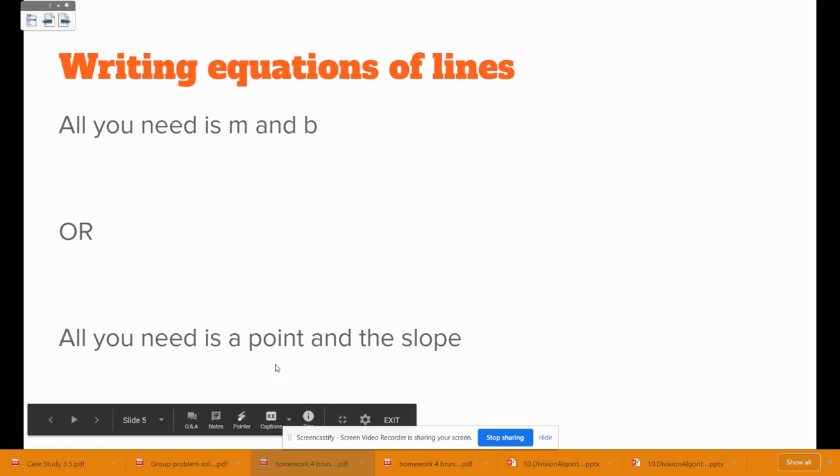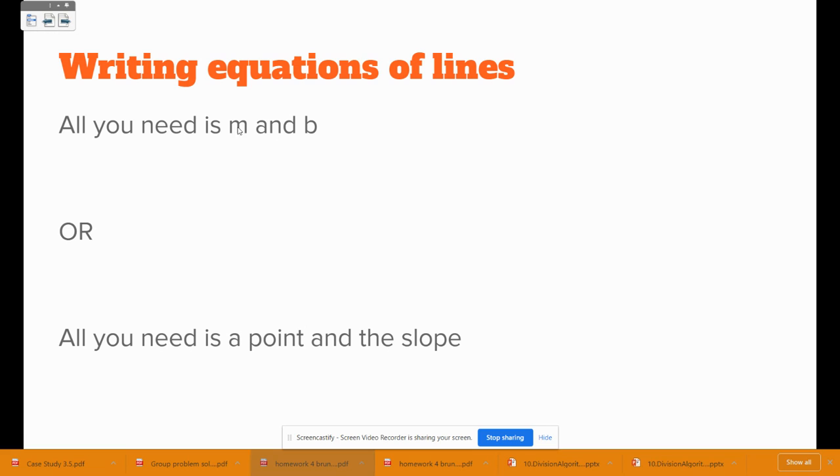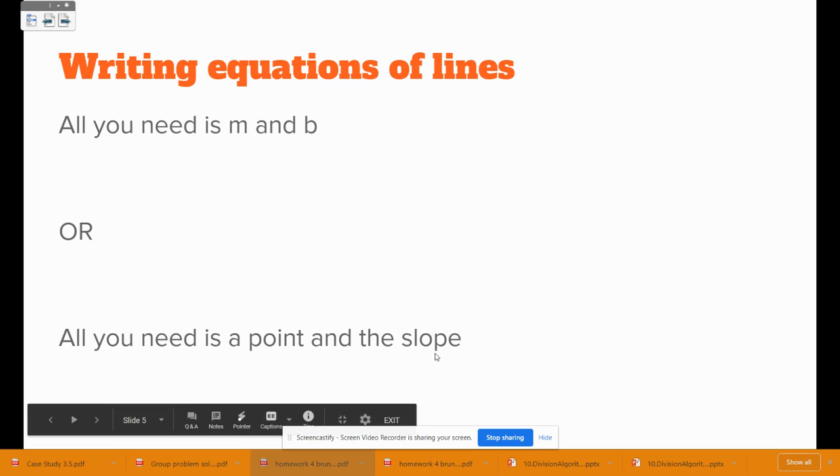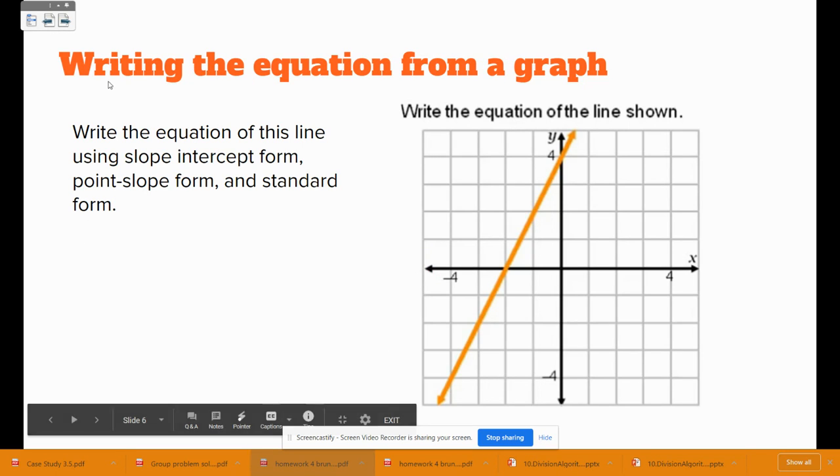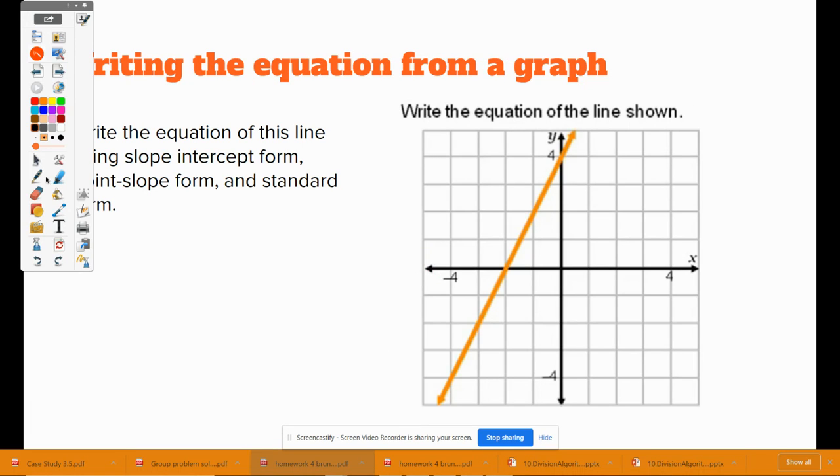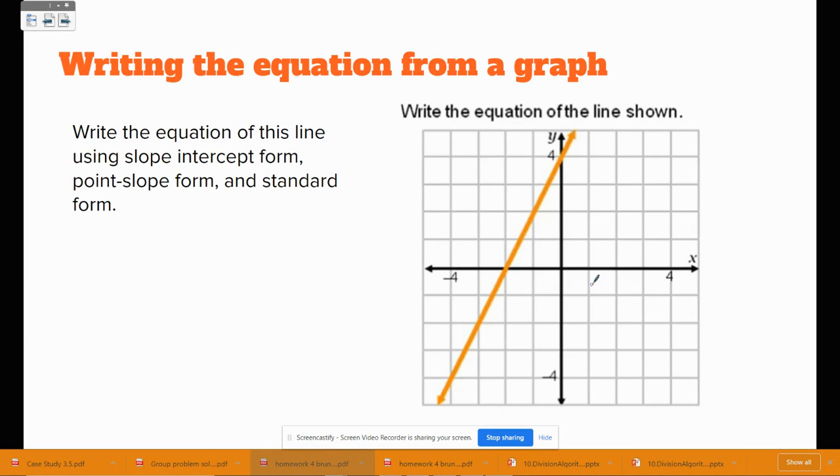You can be given a point and a slope. You can be given 2 points because that secretly tells you the M, and then that would be a point given to you. There's lots of ways this could look, and that's what we're going to practice today. So here, we're going to write the equation of this line. All you need is M and B, which would be the slope and the y-intercept.